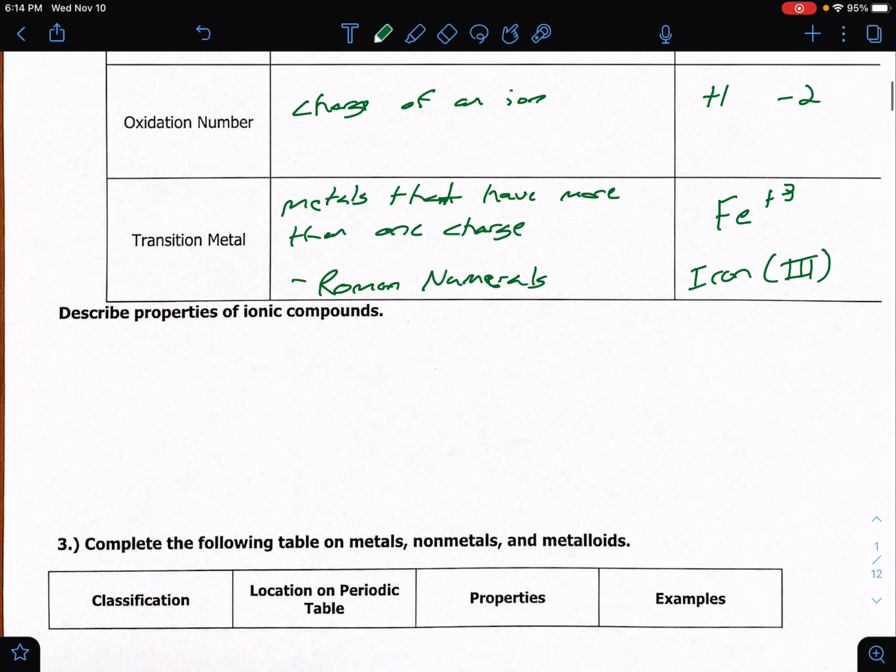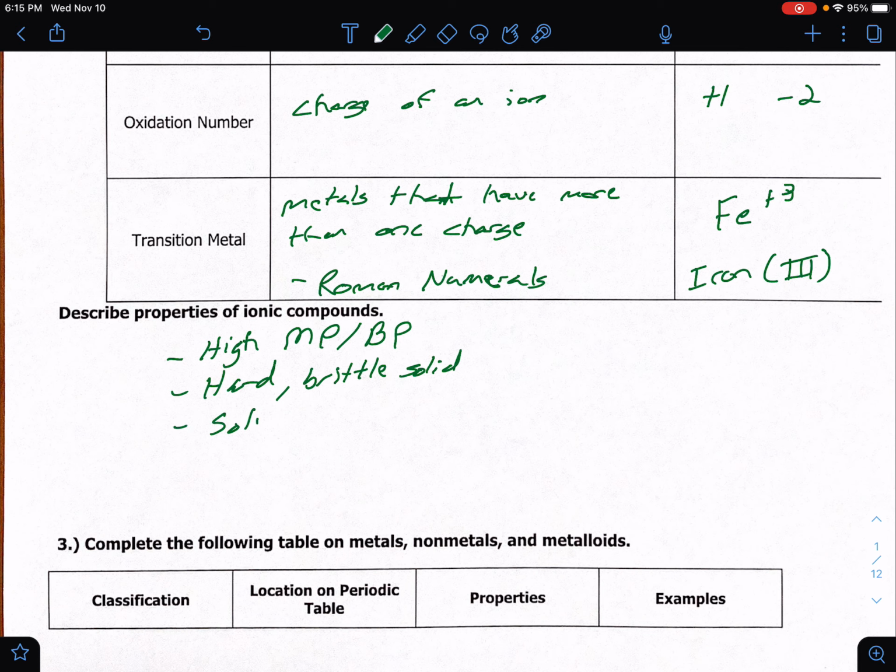Now, describe the properties of an ionic compound. First of all, it's going to have a high melting point and boiling point. The reason is that it needs a high amount of energy to break that bond since it's so strong. It's going to be a hard, brittle solid. When they're solids, they're non-conductors, which means they cannot transfer electricity through them. But once you put them in water, they're soluble, so most of them are going to be able to dissolve in water.